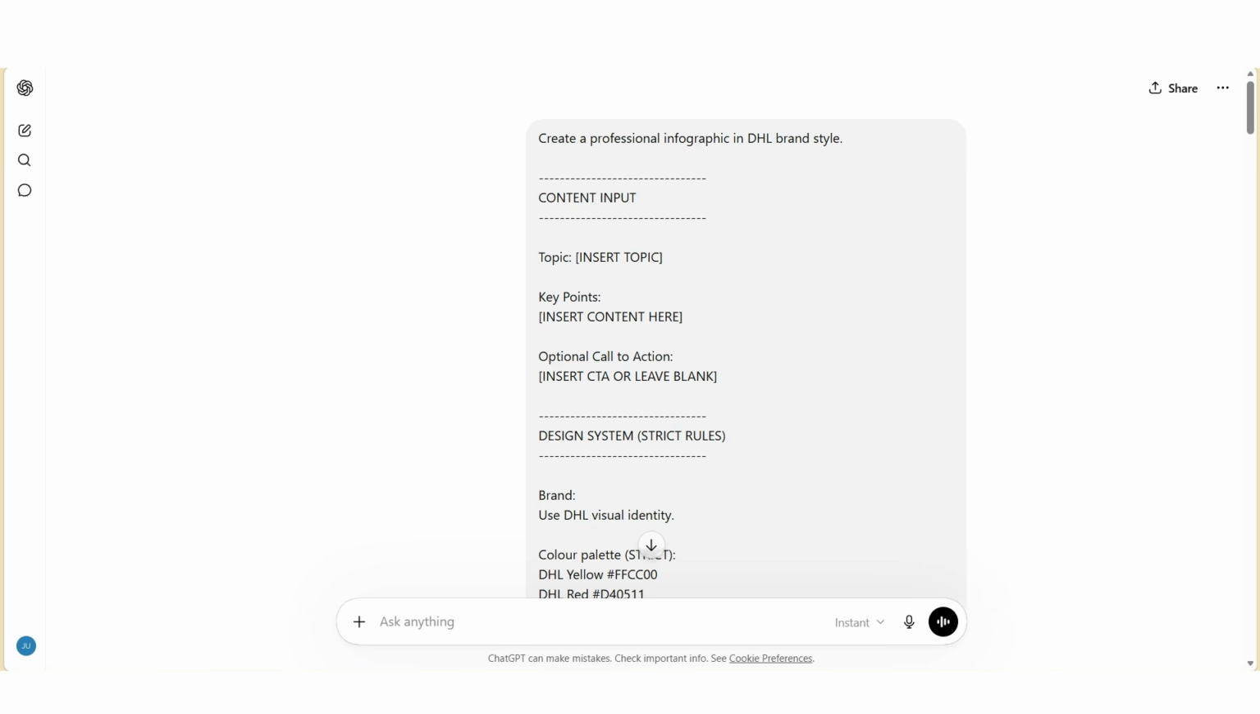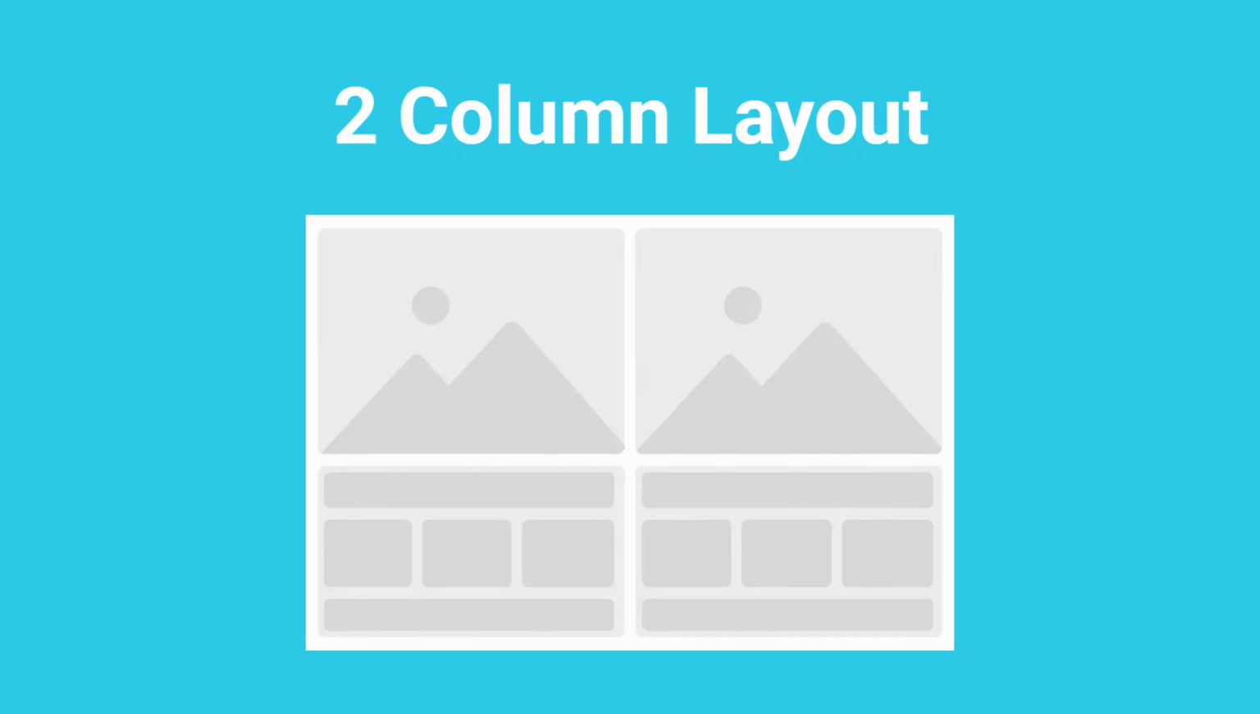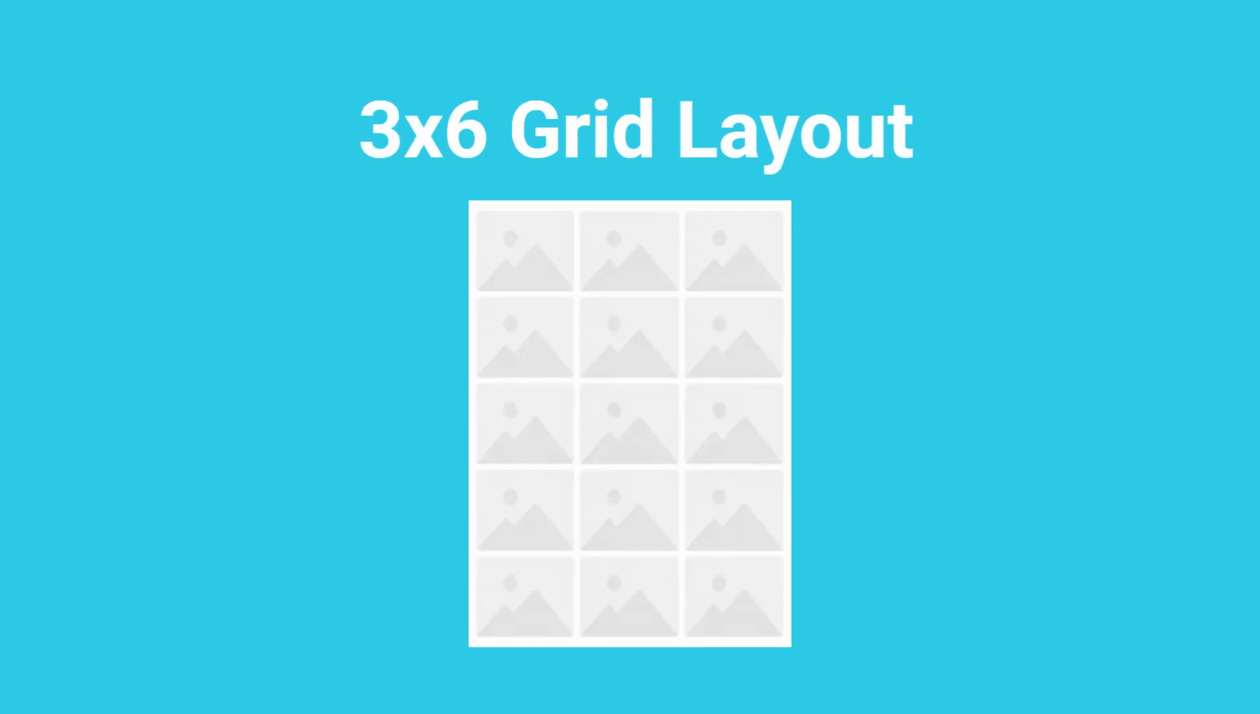In the first section here, I've got the content input, and this is where I've set the parameters in terms of the layout as well as design. This just makes it easier to generate the infographics based on a predefined design layout. Now, if you've got some predefined layout that you always want ChatGPT to follow, you can always add it in here. For example, you might always want your layout to be in a 2-column or a 3x6 grid layout. You can always specify it in your prompts.